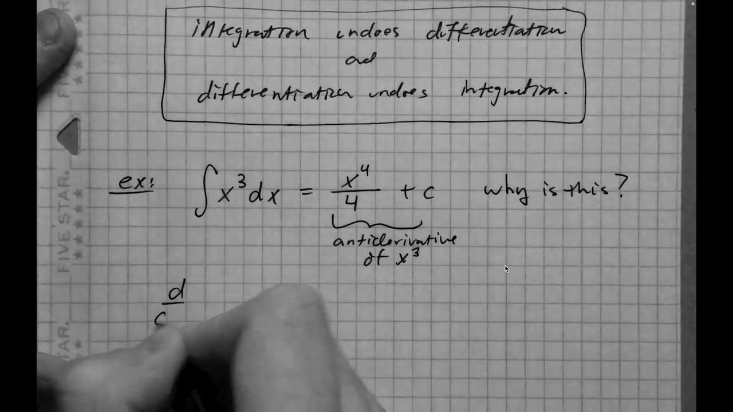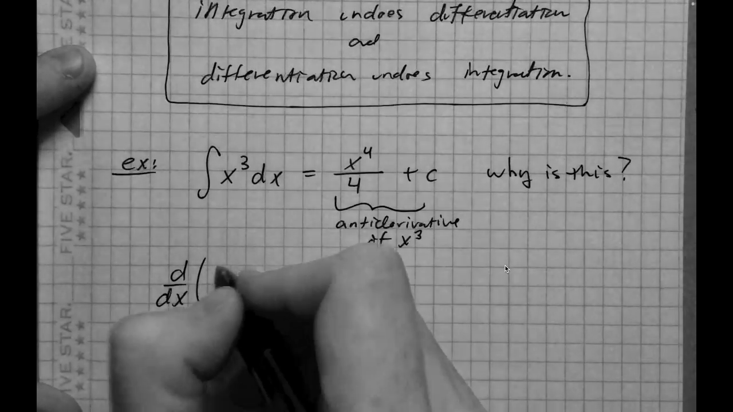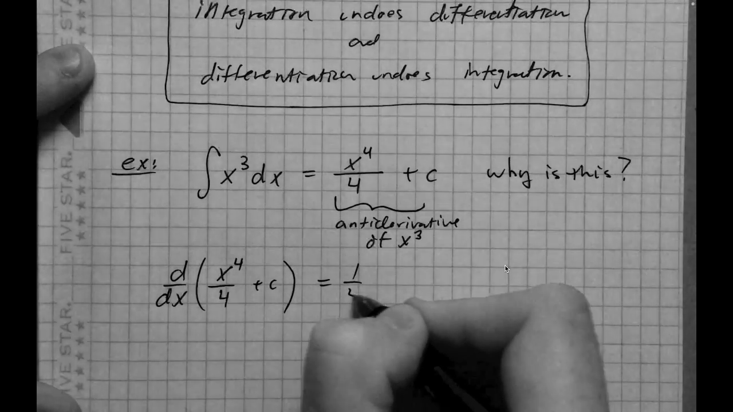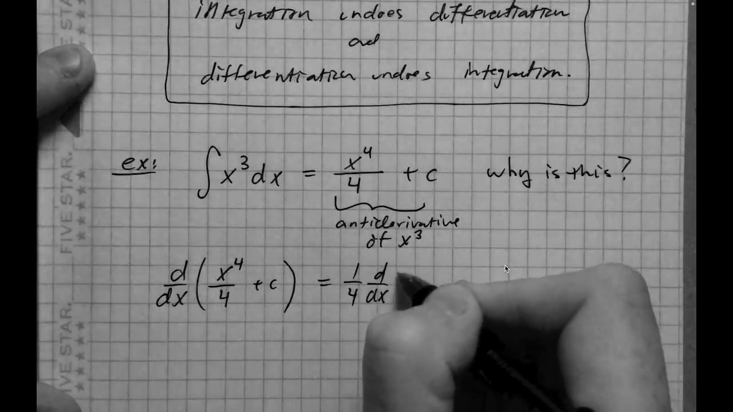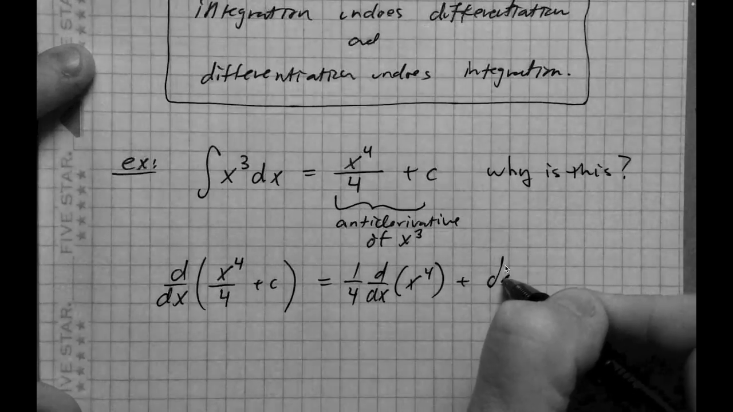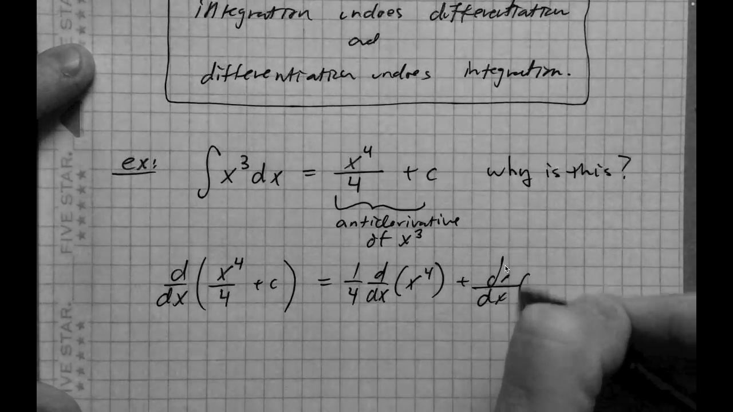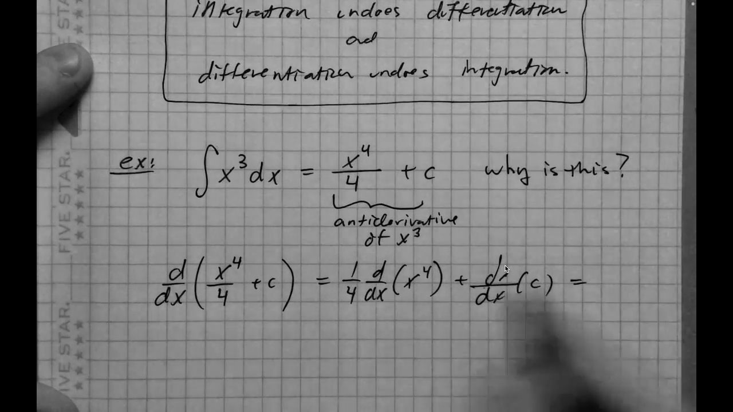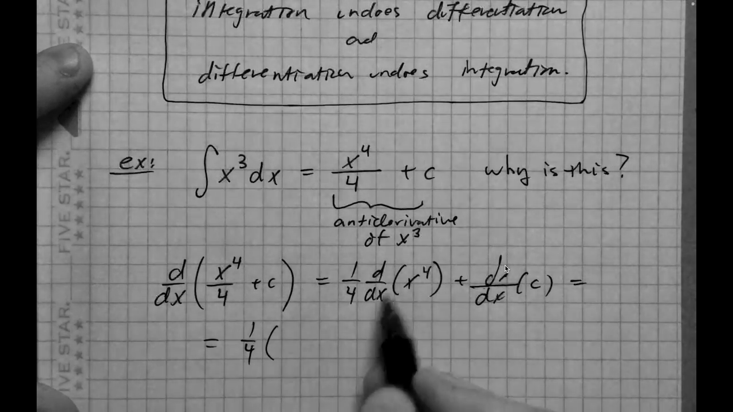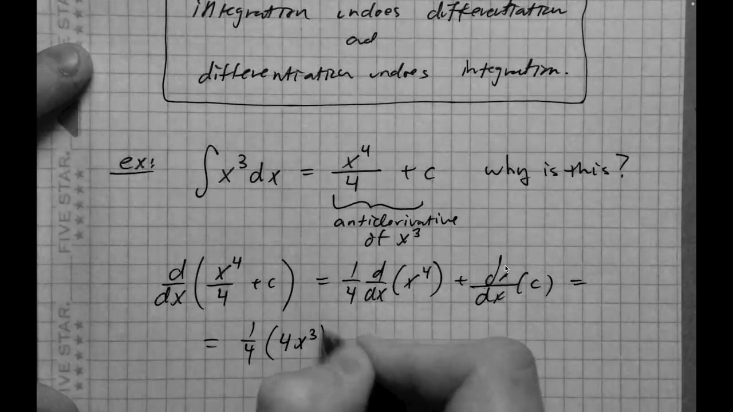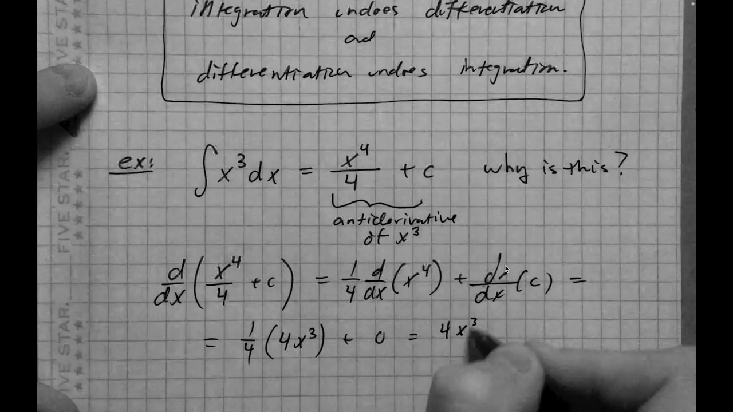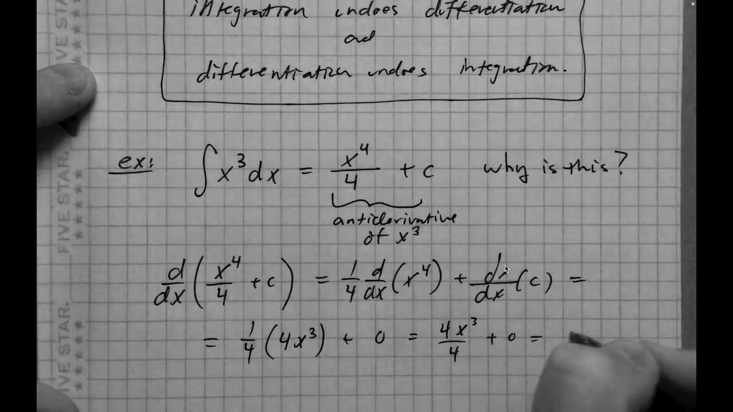How do I know that's the case? Well, I can differentiate it. If I differentiate x to the 4th over 4 plus c, I get 1/4 d/dx of x to the 4th plus d/dx of c. Okay, and of course this is 1/4. Now what happens here? Well, when I differentiate x to the 4th, I get 4x cubed. And then what happens when I differentiate c? I just get 0. And so I have 4x cubed over 4 plus 0. So I just have x cubed, don't I?